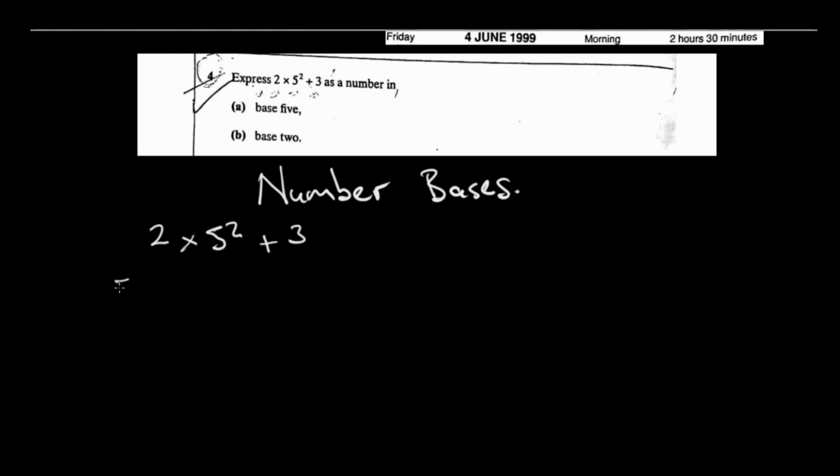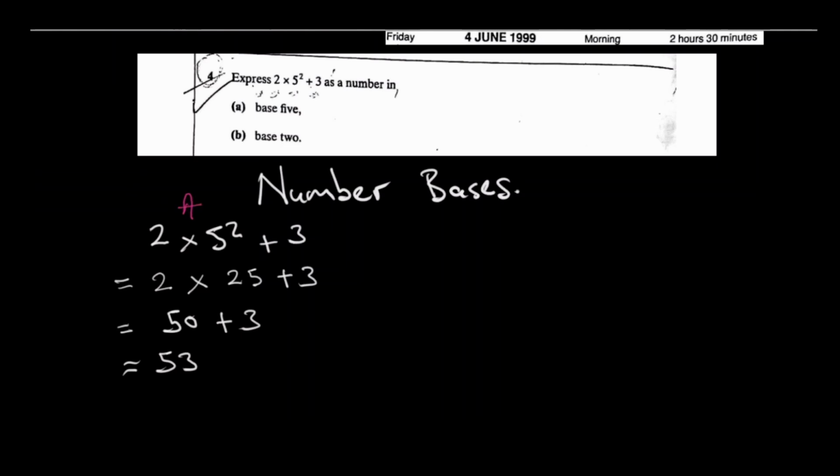So we will say 2 times 5 squared, that's 5 times 5, 25, plus 3. Let us just follow the order. 2 times 25 will be 50, plus 3, so it's 53. So this is student A. We have done it, the solution of student A.